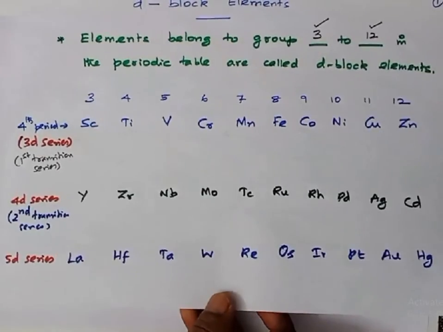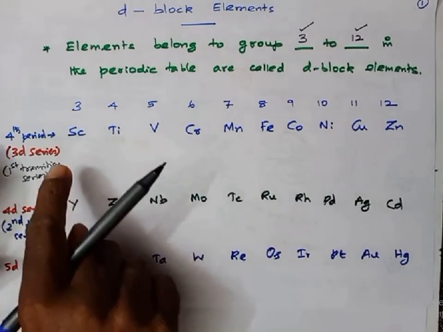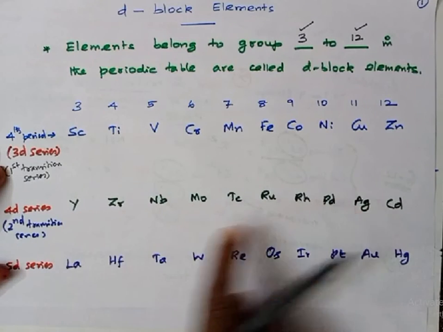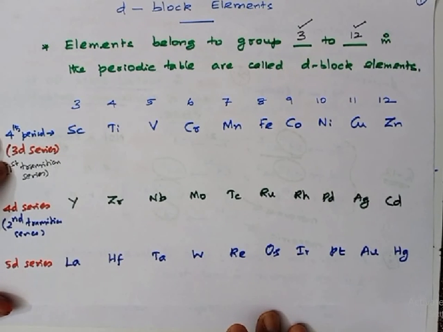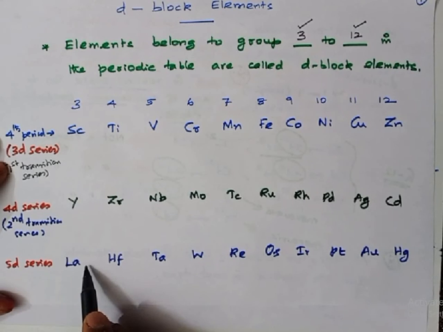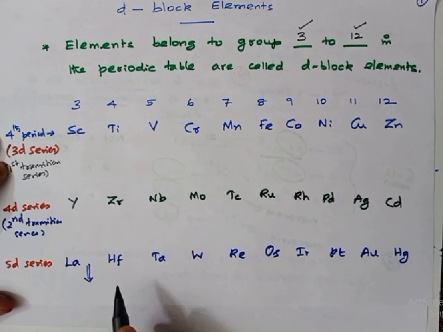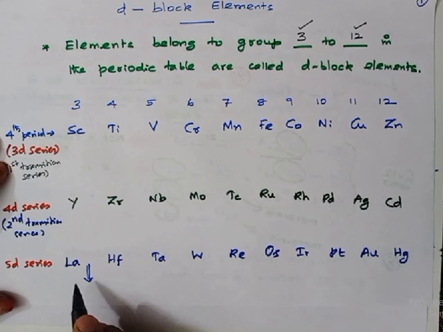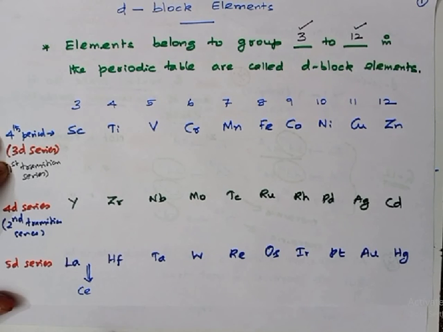See here, student. These are the elements present in the 3D series, 4D series, and 5D series. After lanthanum, students, we have 14 elements in the periodic table. After lanthanum, cerium is supposed to come, and then it goes up to lutetium. Here we have totally 14 elements.